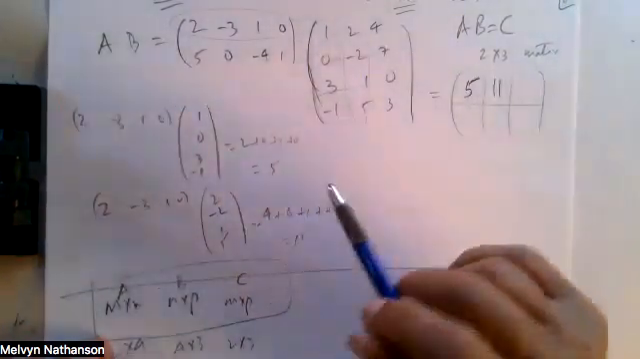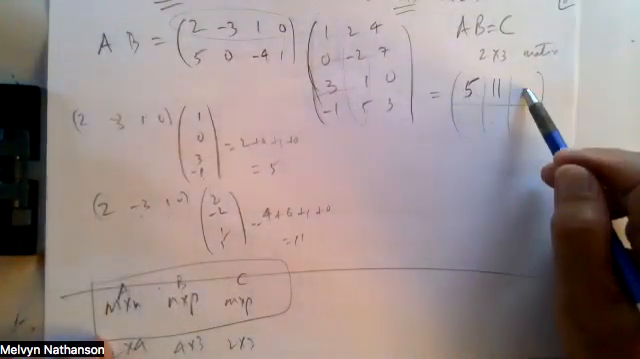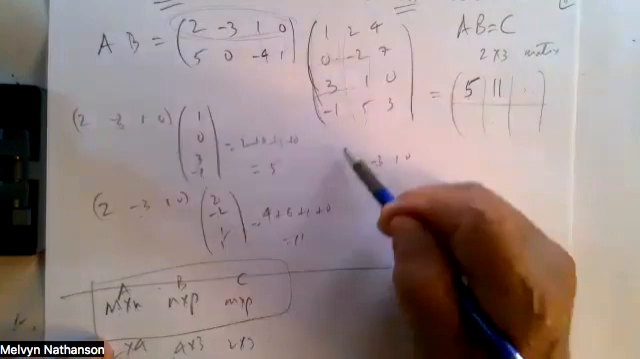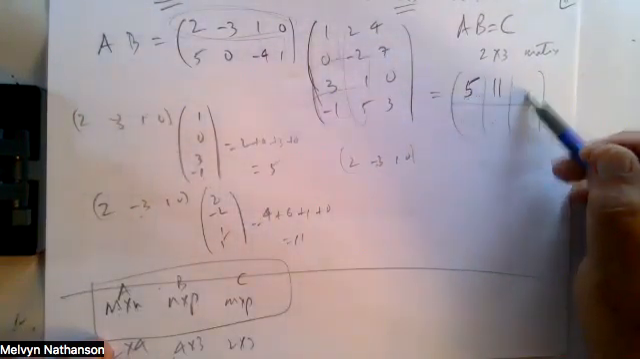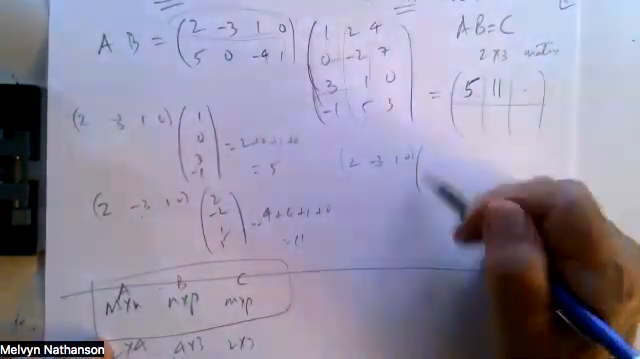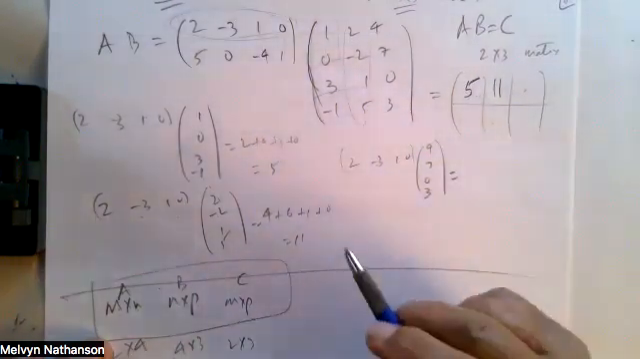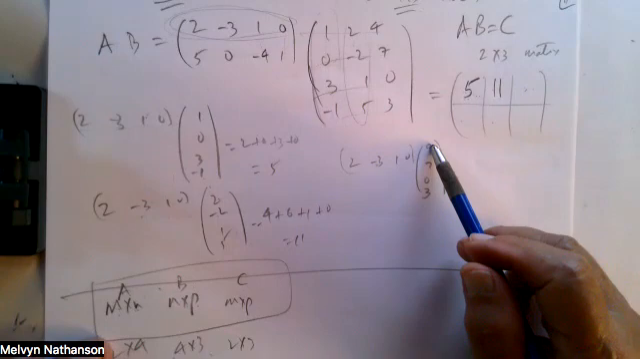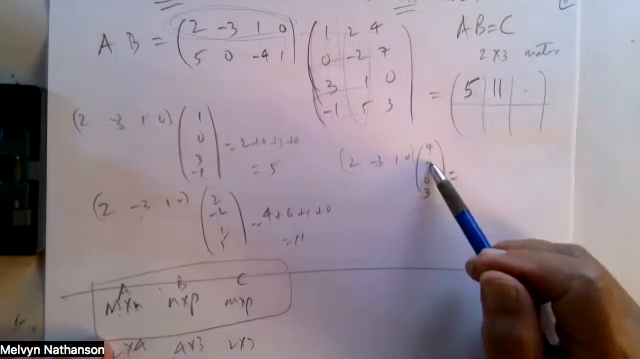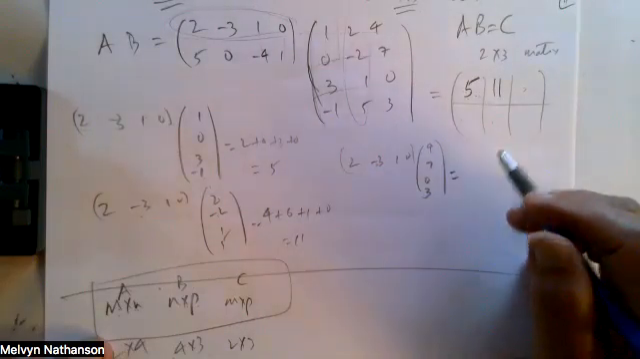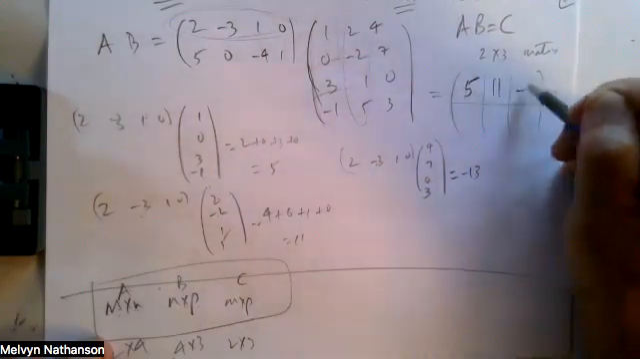What goes here? First row, third column. Take the first row of A, the third column of B. I multiply, I get 8 minus 21 plus 0 plus 0. 8 minus 21 is minus 13.